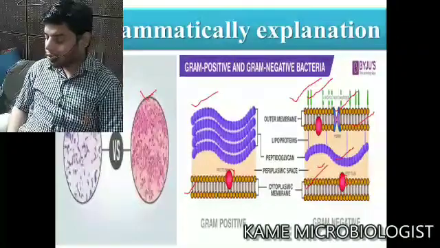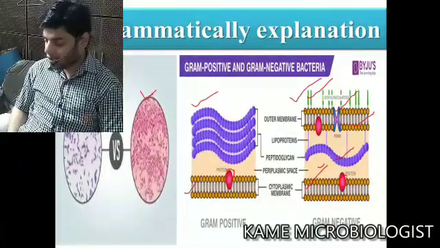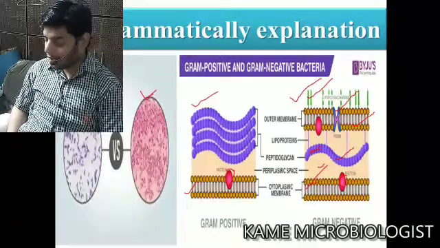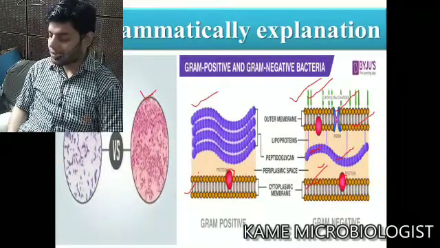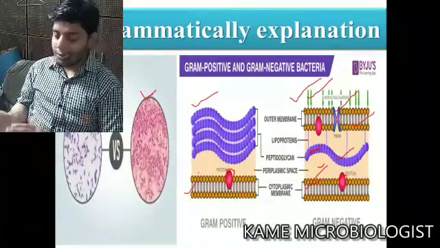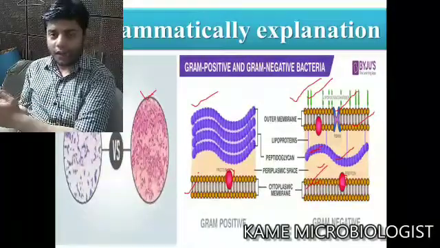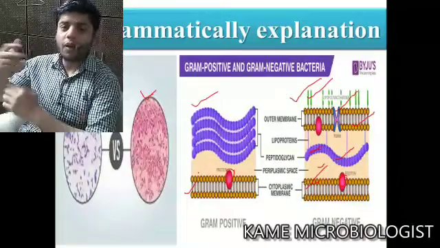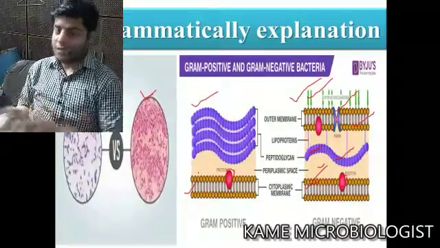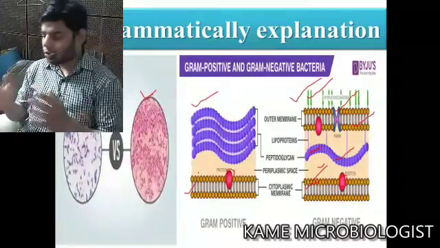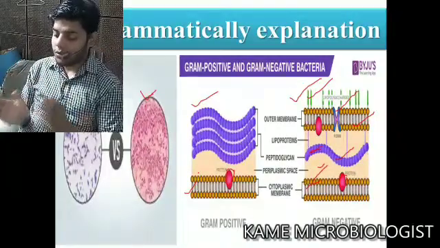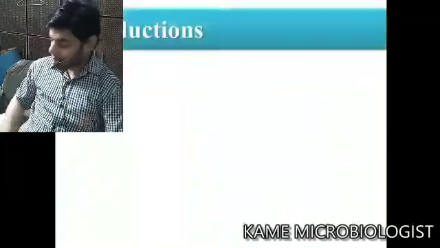We also have some periplasmic space, which is found between the cell wall and the cell membrane. Remember, this periplasmic space is available not only in gram-negative bacteria but also in gram-positive bacteria. But gram-negative bacteria have more periplasmic space as compared to gram-positive bacteria. So this is the diagrammatic explanation of gram-positive and gram-negative bacteria.